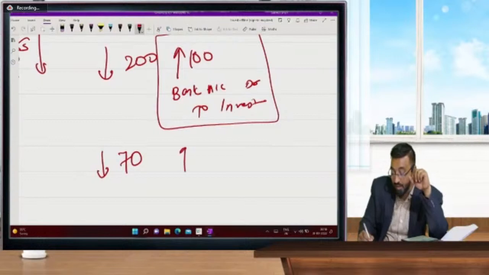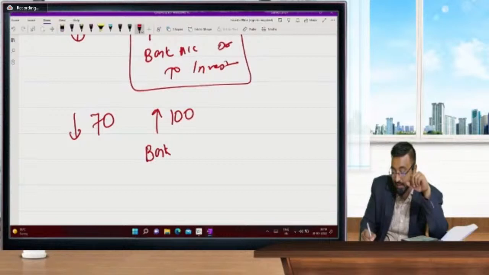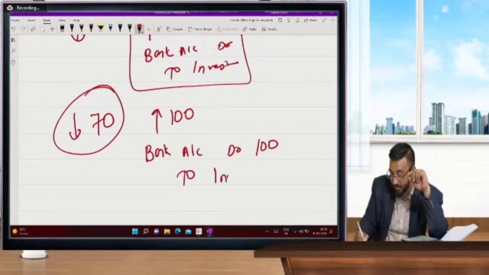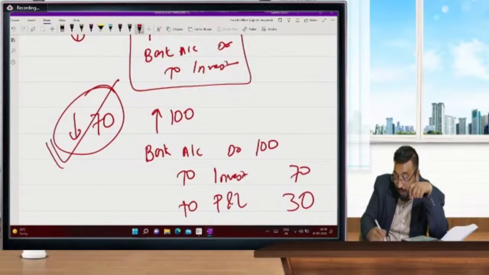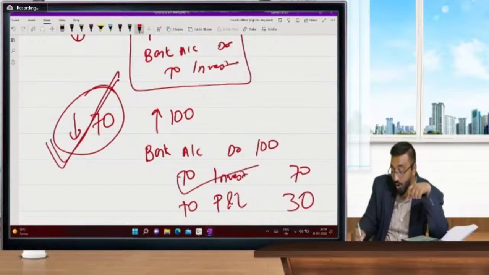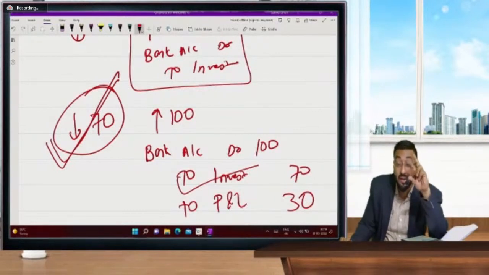And how much did he receive from Jasmine? 100. So beta, he will pass the entry: bank account debit 100, to investment, down price 70, to P&L 30. Got the concept? So the down price, he will record it on the credit side of the investment account, and the balancing figure he will record as profit.